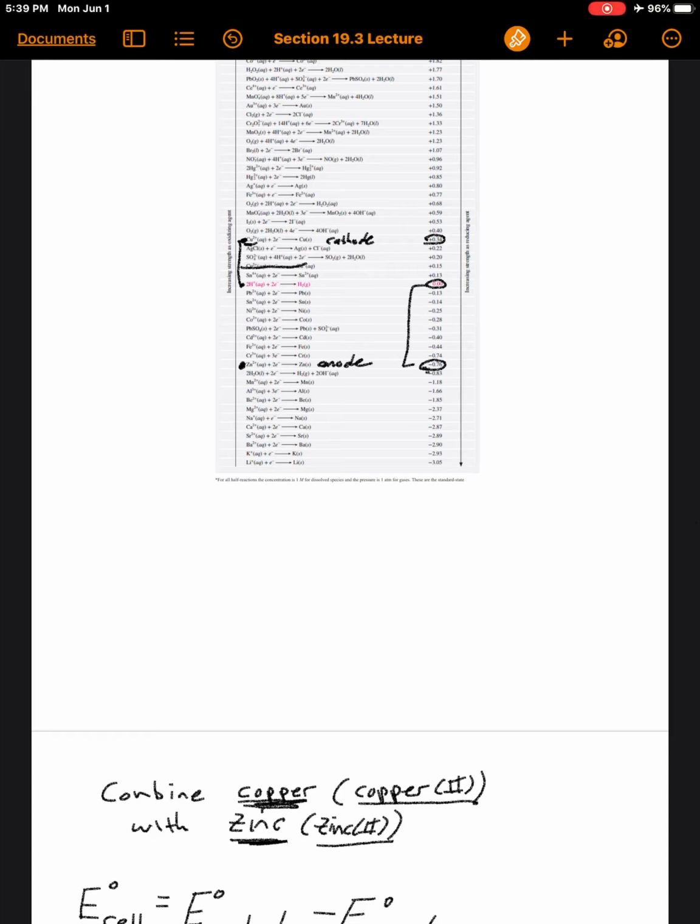You just look up this table. Of course, I don't recommend memorizing this table. I, over the years, have memorized, I think, maybe the standard reduction potentials of maybe half a dozen of these. Like I know that copper's 0.34, and I know that zinc is negative 0.76, and I know that aluminum is negative 1.66, and I know that lithium is negative 3.05. I know those, but most people don't memorize these things, so don't worry about doing that. You don't have to, okay?